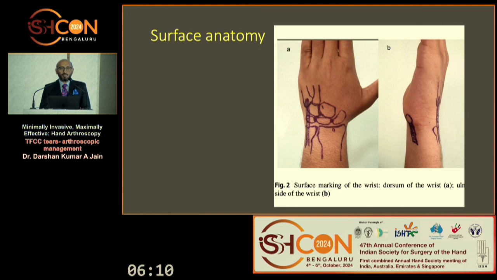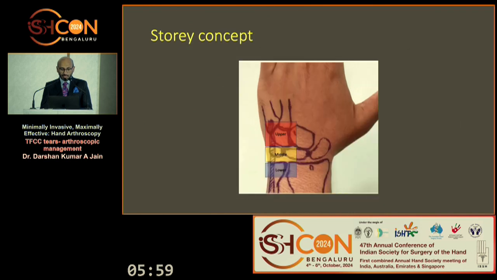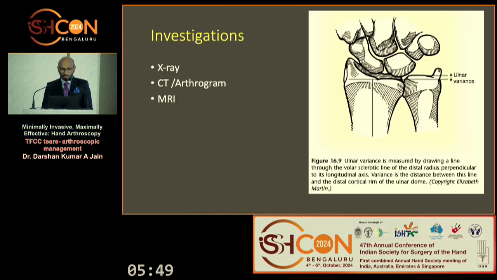And surface anatomy, because my fear while operating a TFCC is am I missing out on something else which causes ulnar sided wrist pain, that's why. So surface marking is very important, or you identify these and follow this as a 3-floor structure. That means you take the DRUJ below as the lower floor, the radiocarpal as the middle floor, and the midcarpal joint as the upper floor.